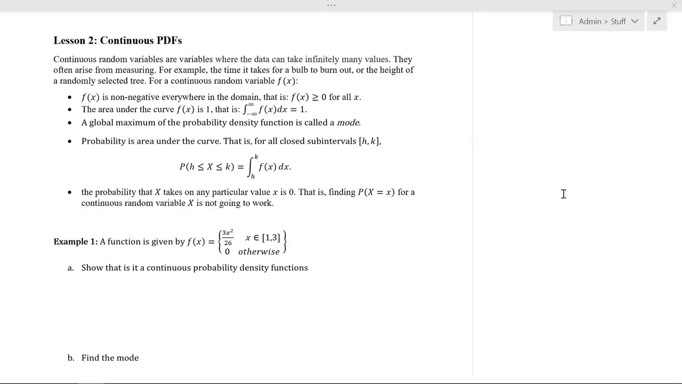Now, the interesting thing about a continuous PDF is that the probability that it takes on any particular value is 0. Because there's an infinite number of possibilities, any particular value has a probability of 0. That is often a little bit weird. So you won't be able to work out the probability of a particular number, just a range of numbers. Once we get into it, you'll see it is quite simple. So let's have a look at our first example.